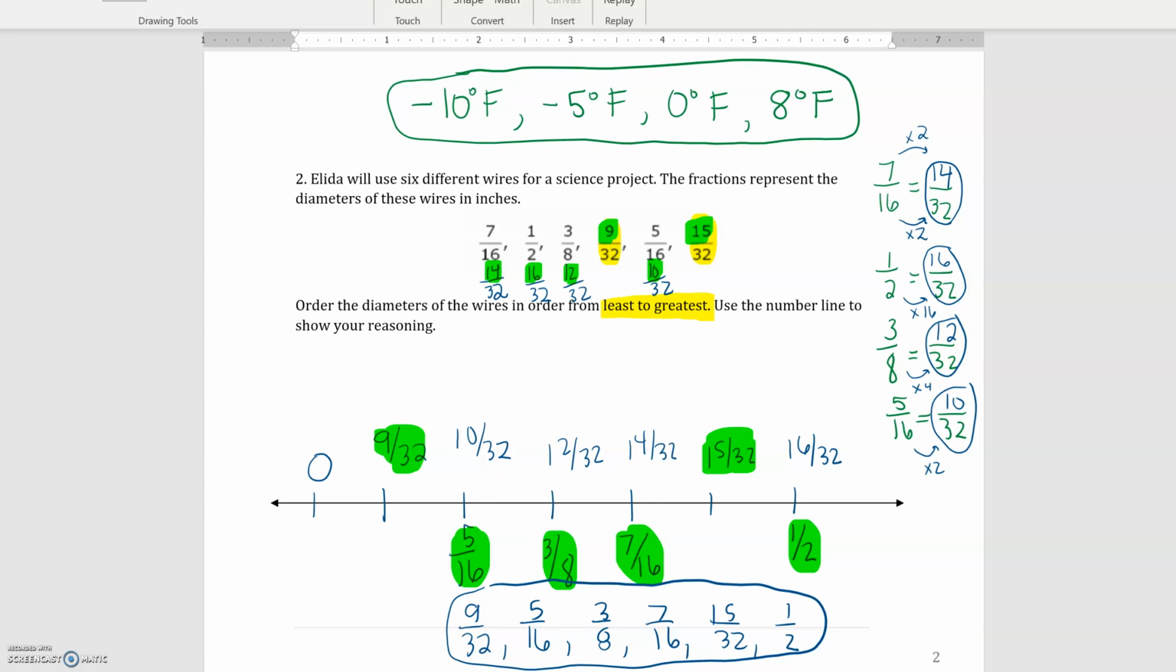So that's the strategy: you want to make sure that you have the same unit so you can help read them all from least to greatest, and use your number line to help you order them and organize your work.